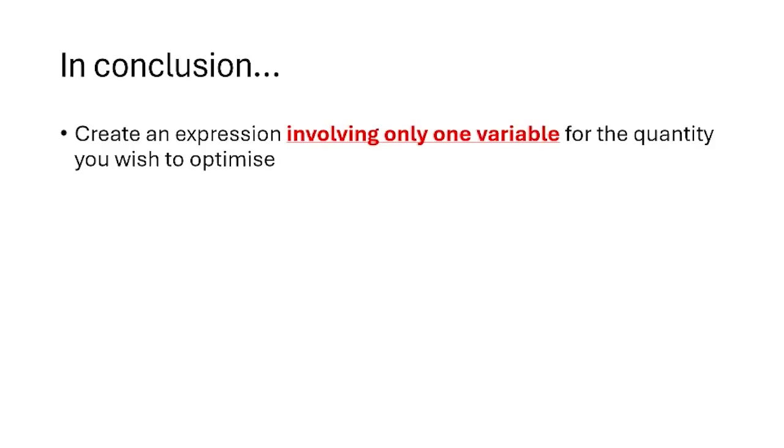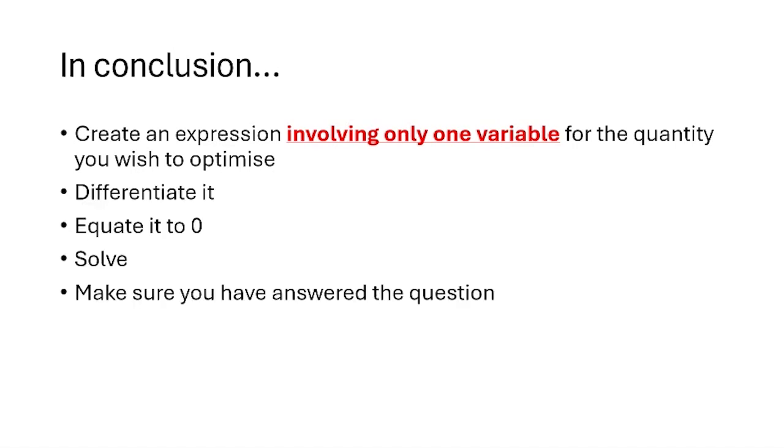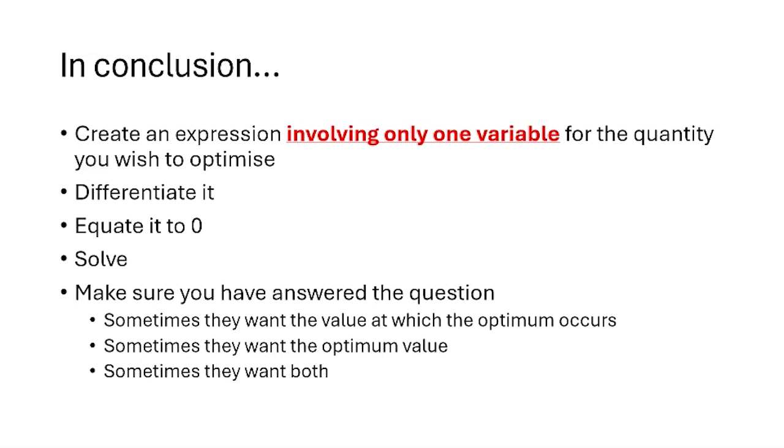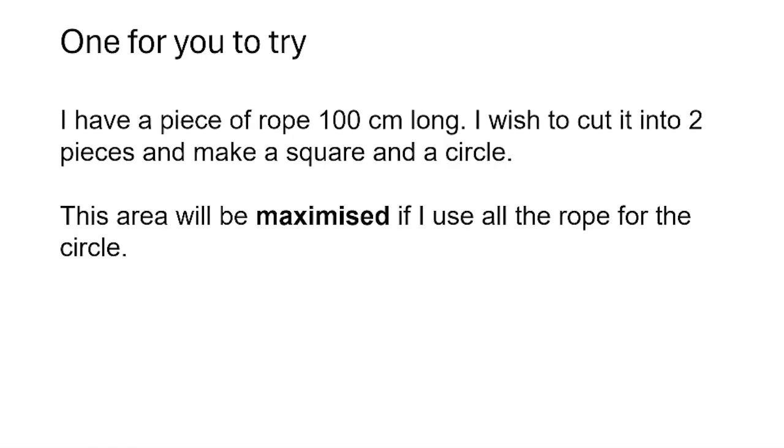In conclusion, create an expression involving only one variable for the quantity we wish to optimize, differentiate it, equate it to 0, solve, and then make sure you've answered the question. Sometimes the question wants the value at which the optimum occurs, sometimes they want the optimum value, and sometimes they want both.